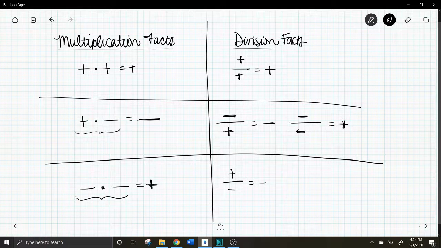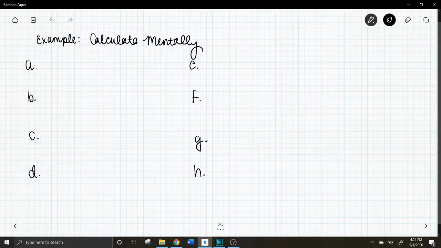All right? So I don't know if that cleared anything up, but we're about to do some real examples, and hopefully that does. So on page 588, we have some examples that they want us to calculate mentally. The first is positive 8 times positive 4. So right off the bat, positive times positive equals a positive. 8 times 4 is 32.